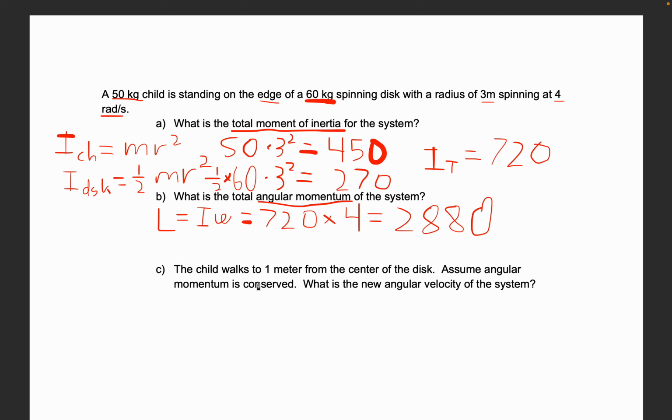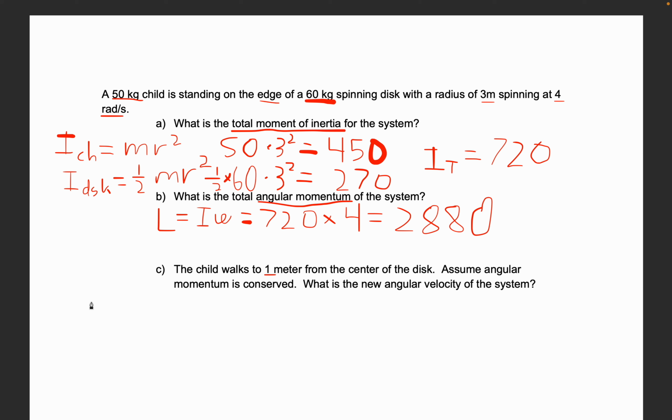The child walks to 1 meter from the center of the disk. So our new radius for the child is 1 meter. Assume angular momentum is conserved, so we're going to keep this angular momentum. What is the new angular velocity of the system?